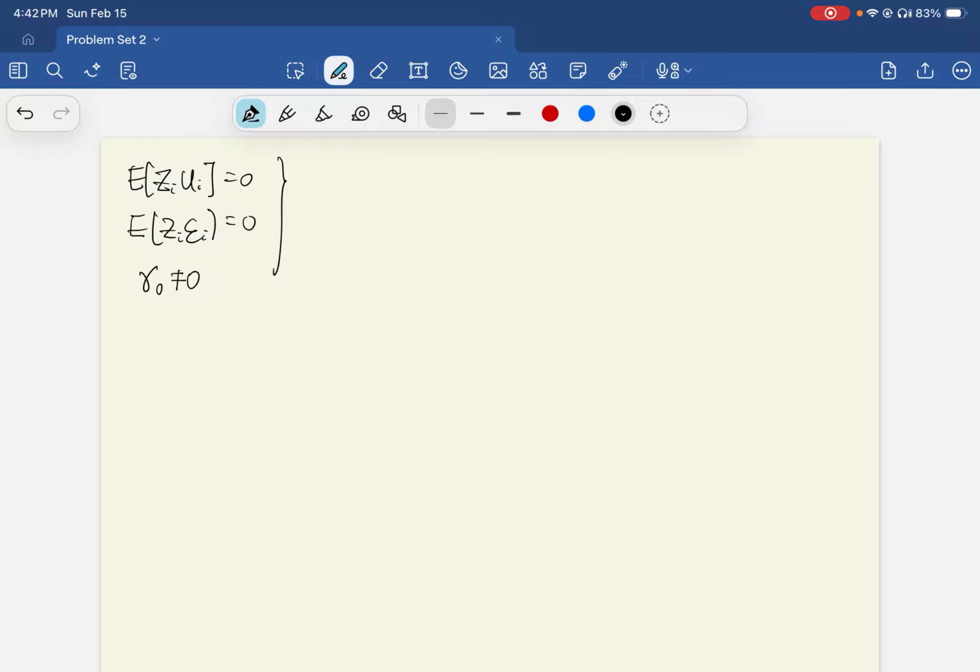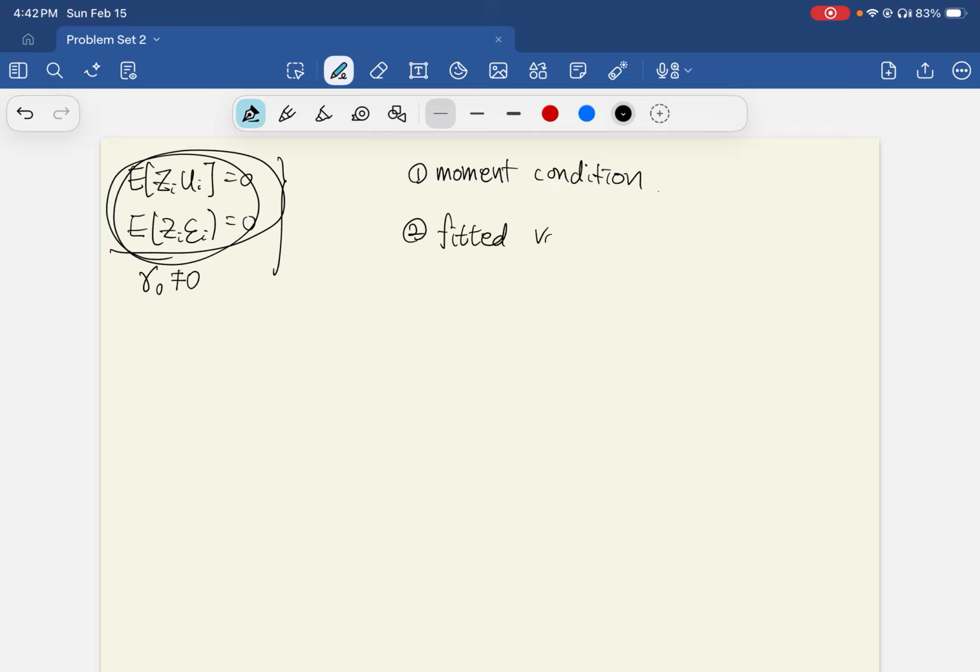So as an answer to this question, you may use the moment condition approach. Your moment condition approach is coming from these two. Or you may use the fitted value approach, thinking about this x fitted value. Or you may use the control function approach, which I do not recommend. It is in the linear model, more complicated right now. I'm not going to go into detail.